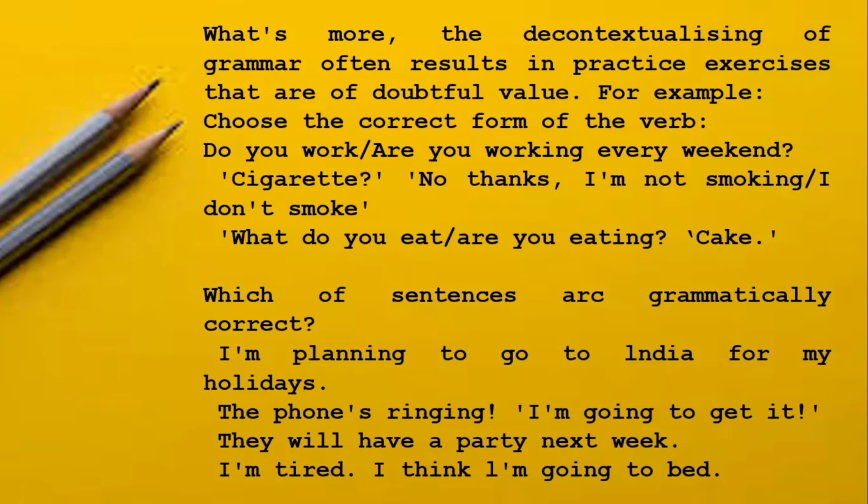For example, choose the correct form of the verb. Letter A, "Do you work?" or "Are you working every weekend?" Letter B, "Cigarette? No thanks, I'm not smoking." or "I don't smoke." Letter C, "What do you eat?" or "Are you eating cake?"